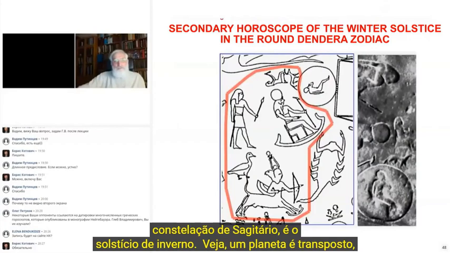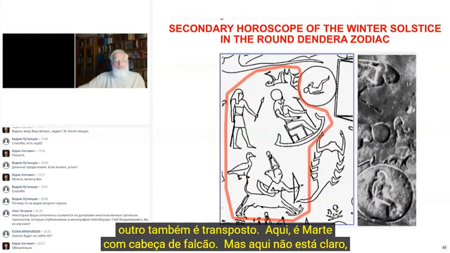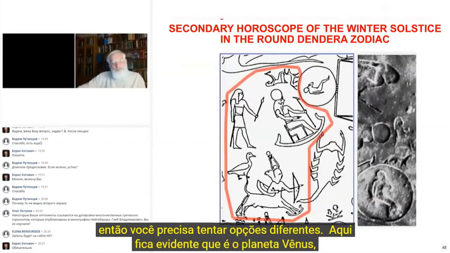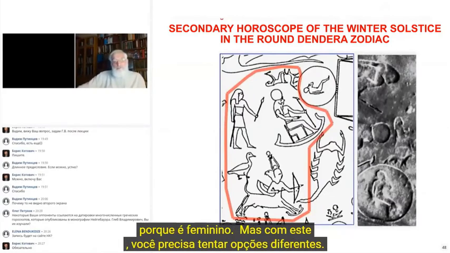You see, one planet is transposed, another is transposed as well. Here, it is Mars with a falcon head. But here, it is unclear, so you need to try different options. Here it is evident that it is the planet Venus, because it is feminine. But with this one, you need to try different options.